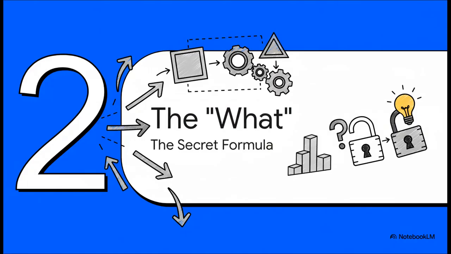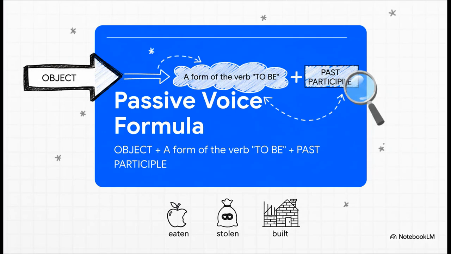Okay, so we've totally nailed the why. We get it. Now let's pull back the curtain and look at the what. What even is the passive voice mechanically? It might sound all complicated, but trust me, there's a super simple, repeatable formula behind the whole thing. And here it is. This is it, the secret recipe. This is the blueprint for every single passive sentence you will ever see.